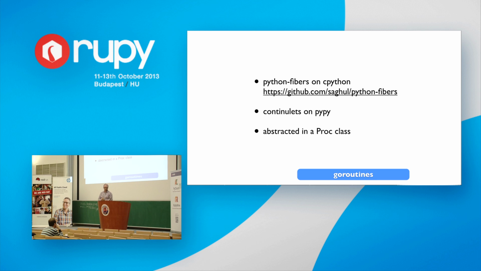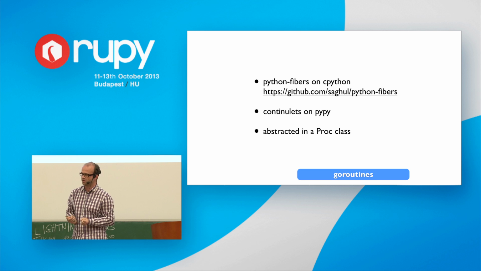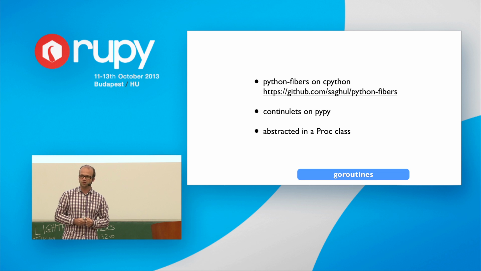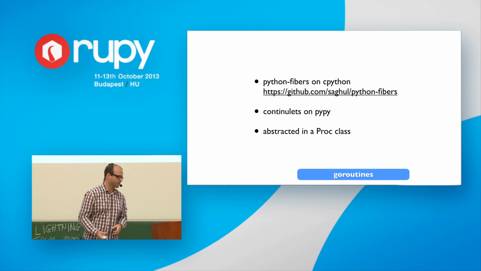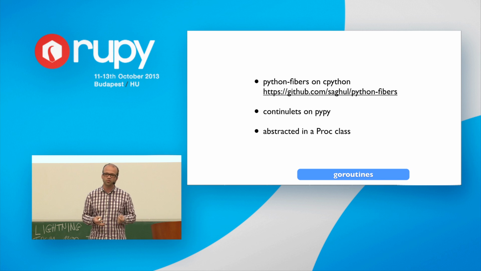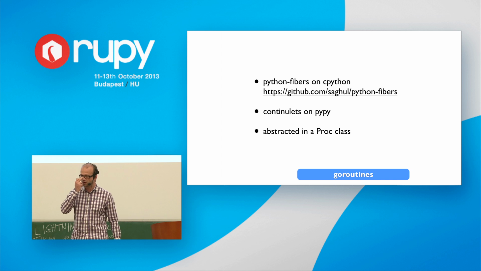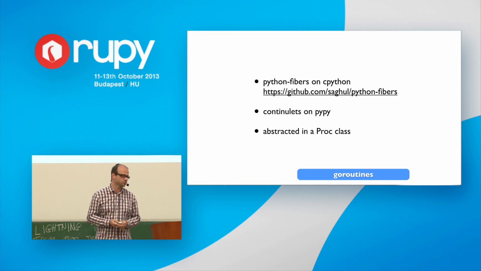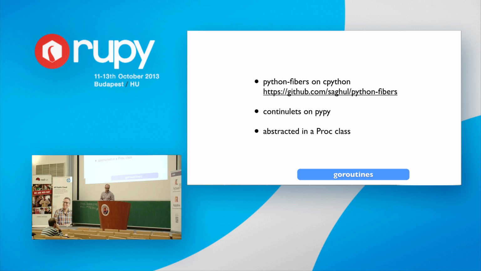So I'm using Python fibers from Stackless. One of the things that I really like about Python fibers is that it shares the same code that you have in PyPy to handle the continulets in PyPy. So I have the same behavior in CPython or in PyPy. In PyPy, it is using the continulets, and everything is abstracted in the Proc class. So eventually, later, I could maybe play with the yield if I want to do a full CPython implementation.